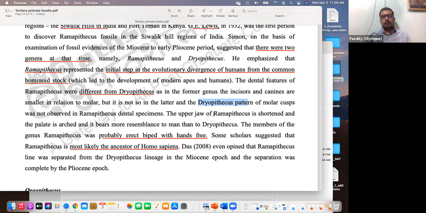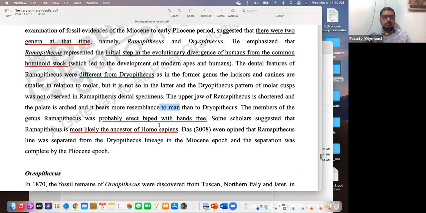And they also found a Ramapithecus upper jaw, which showed that it is small and short, and the palate is also arched. So more man-like, more human-like features can be seen compared to Dryopithecus. The jaw became smaller, and the palate had become more arched, which are features of humans, the characteristics that we briefly talked about. So there are more human-like features in Ramapithecus.